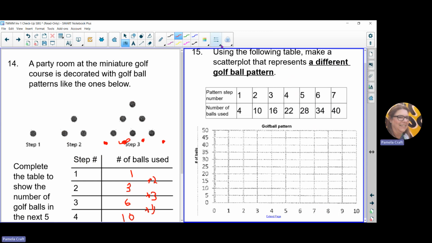And finally, number 15, they just wanted you to plot these points. So we would go 1, 4, 2, 10. They're not asking you to do anything but plot the points. 3, 16, 4, 22, 5, 28, 6, 34, and number 7 was 40. Clearly a linear relationship here, but all they wanted you to do was plot those points.